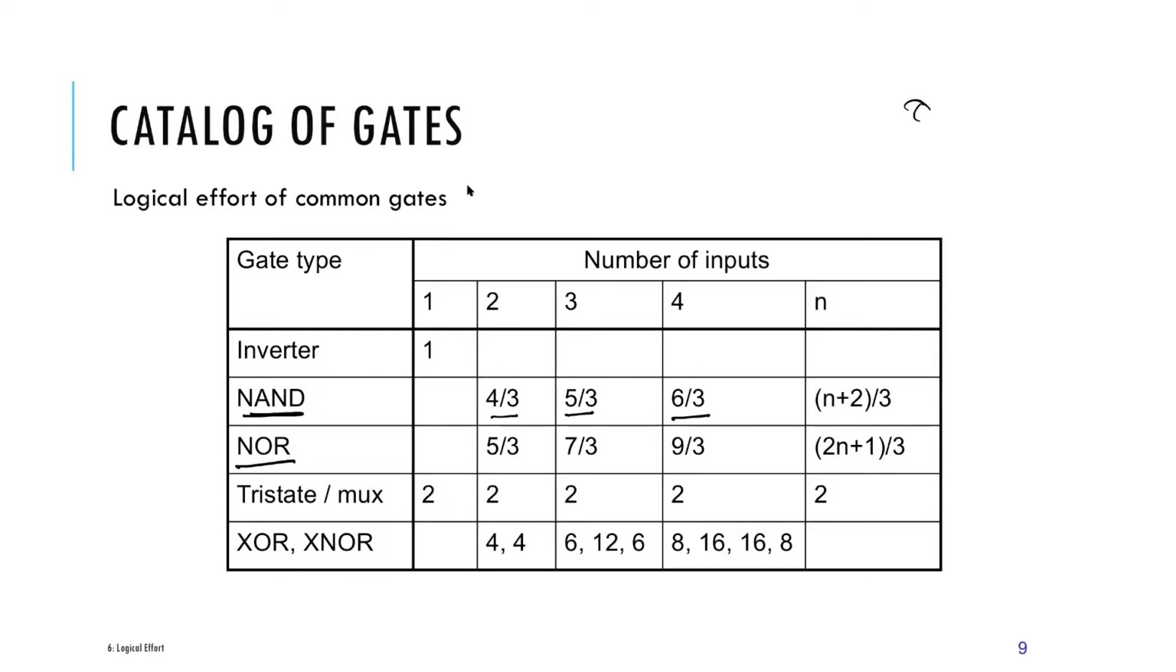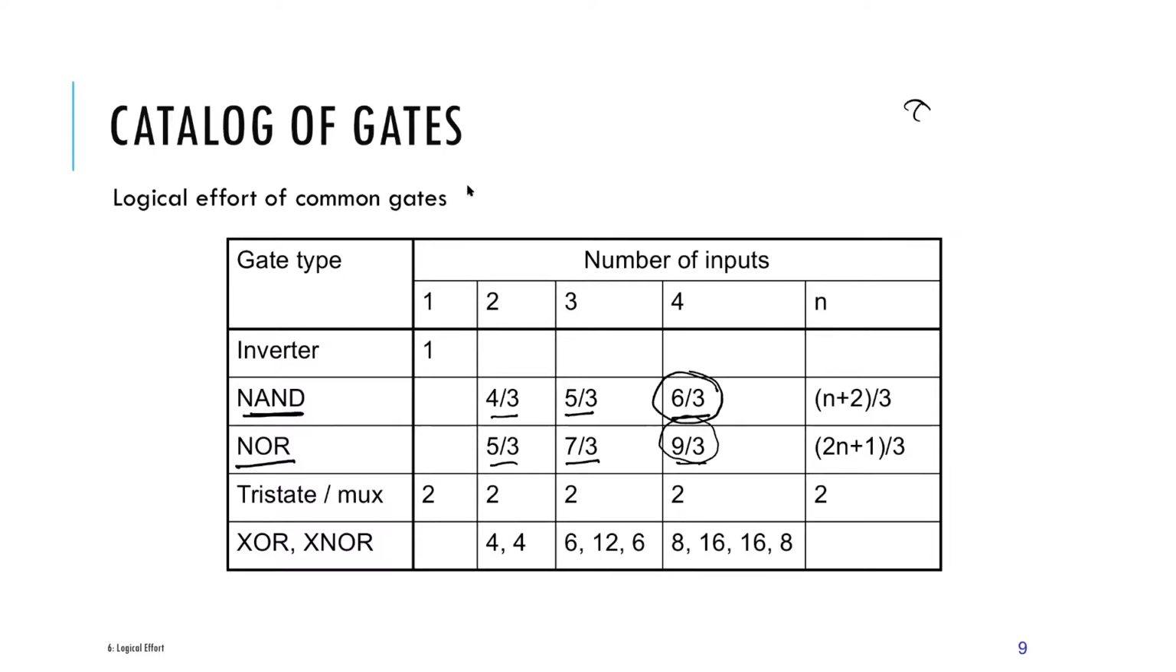A 2-input NOR is always 5/3 for the G, 7/3 for a 3-input NOR, 9/3 for a 4-input NOR. So now you are seeing how bad things get as we increase the number of inputs for the delays, right? So this is like 2x the delay of an inverter, without even looking at the parasitic. And this is 3x the delay of an inverter as these gates get more complicated.